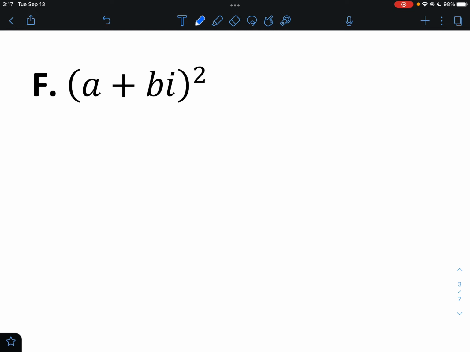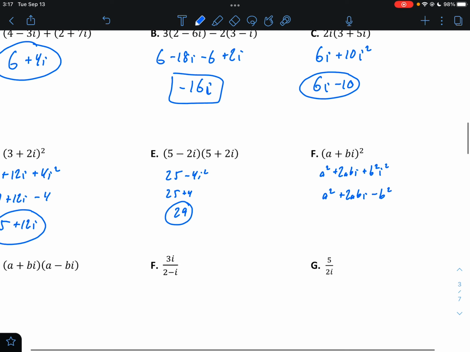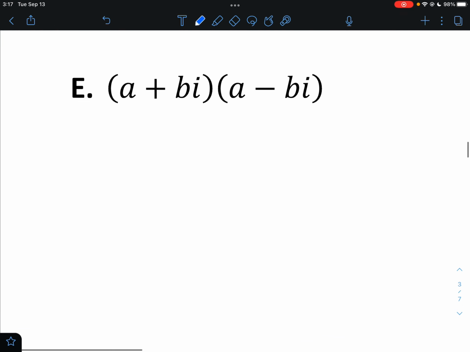a plus bi squared would be a squared plus 2abi plus b squared i squared. This again is negative 1, so I can write this as a squared plus 2abi minus b squared. E, multiplying this out, we would get a squared plus abi minus abi cancels, minus b squared i squared. So it's going to be a squared plus b squared.